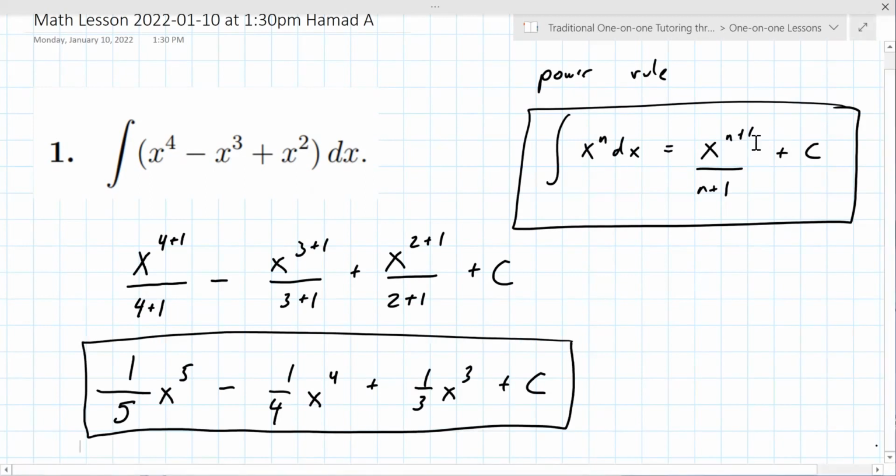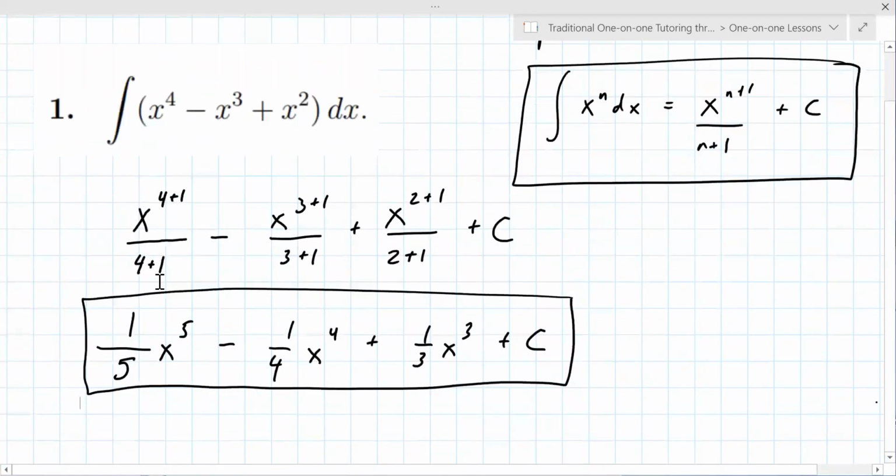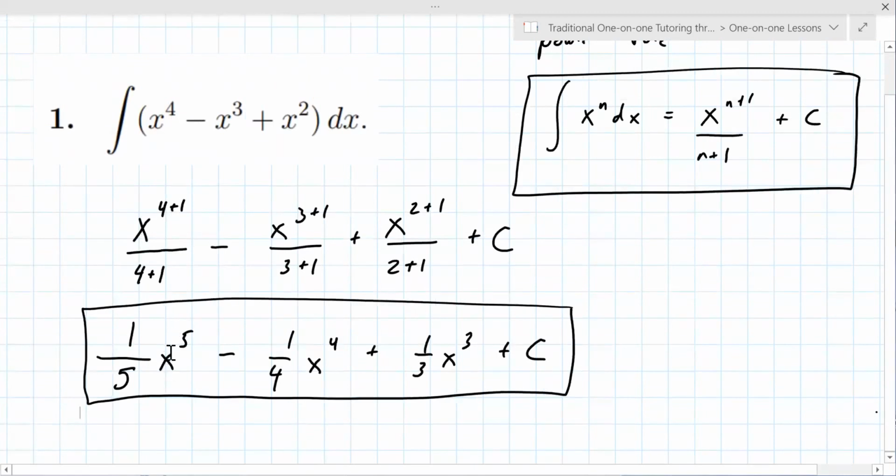Wait, so this 1/5. It's because you flip it, right? I guess I don't follow. You divide. You're seeing my screen, correct? Yeah. You always divide by the new exponent. Okay. And my preference is to write it out in front.